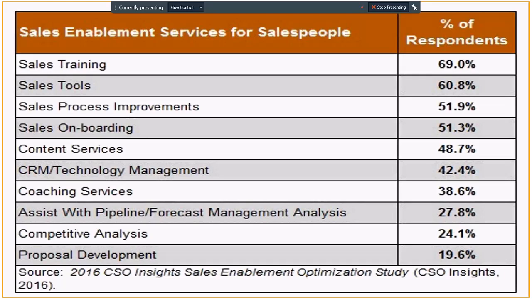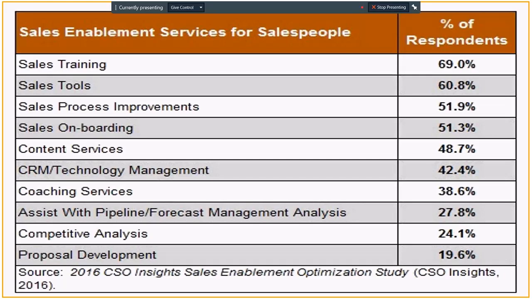And you'll see invariably that sales enablement is seen as something that will help in the sales training process. So 69% of the people who took this survey thought that sales enablement was about sales training. Around 61% talked about how sales enablement can be used as a tool to help salespeople sell better. A lot of people looked at how sales enablement can help the sales process become much more efficient. But you'll also see that close to 52% or 51% of the people talk about sales onboarding.